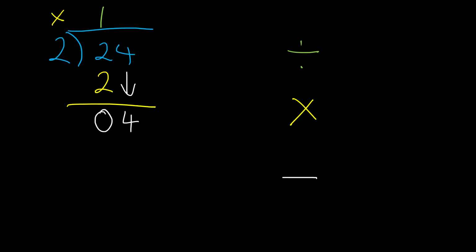Now we start again. Let's divide. How many times does 2 go into 4? Well, that's twice. Now we multiply. 2 times 2 is 4. Now we subtract. 4 minus 4 is 0. We've come to that 0. The answer is 12. Now to check that, 2 times 12 is 24. So 2 goes into 24 12 times.